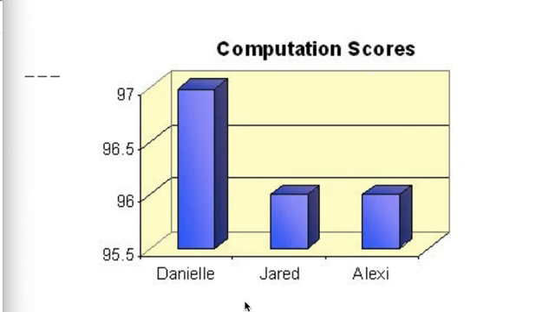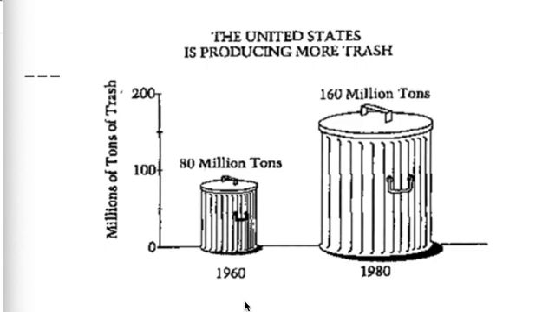All right, next up. So this graph, if I read the title, says the United States is producing more trash. So they're putting what they're trying to prove right in the title. Along the side here, it's got millions of tons of trash. This is 100, that's 200. They're saying that in 1960 there were 80 million tons, and in 1980 there were 160 million tons. So really clearly, we can see that it's doubled, right? If we had 80 million and now 160, it's just twice as big.